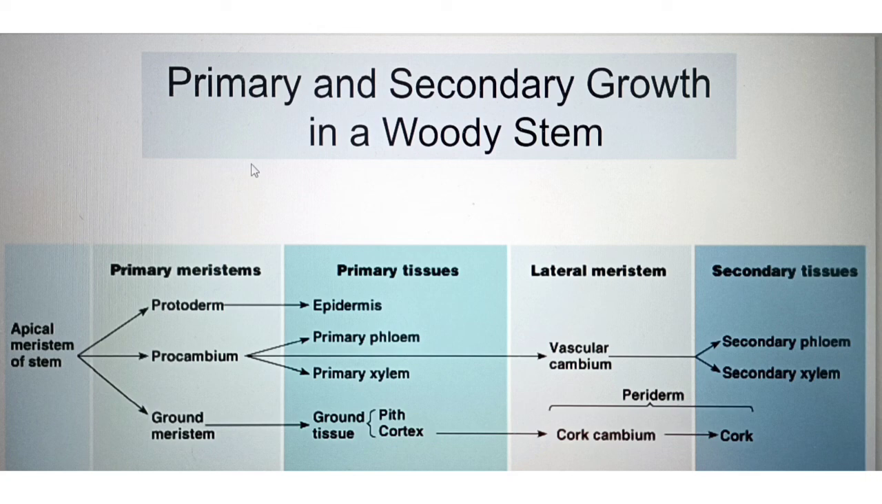So moving on to lateral meristems, which is the second type of meristematic tissues. There are two types of lateral meristematic tissues: vascular cambium and cork cambium. Vascular cambium will mature into secondary phloem and secondary xylem, and cork cambium will mature into cork. So all of these three tissues, which are secondary phloem, secondary xylem, and cork, are known as secondary tissues.